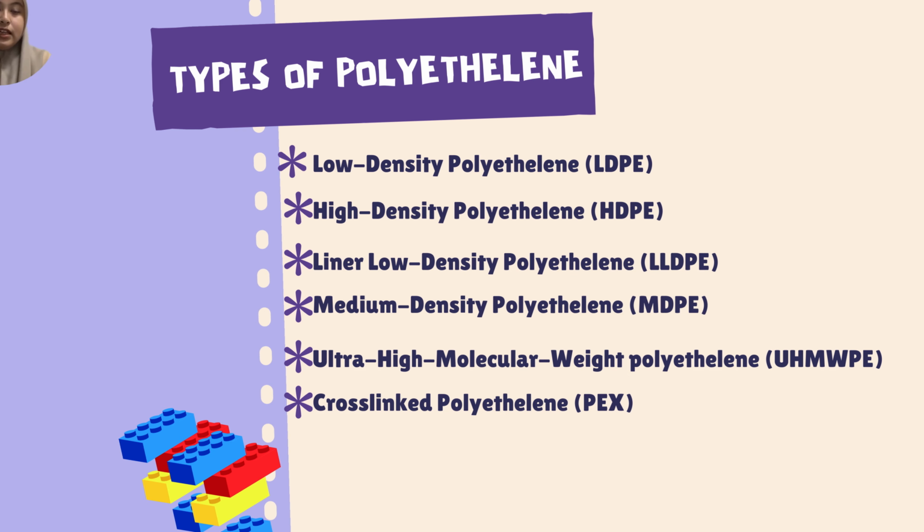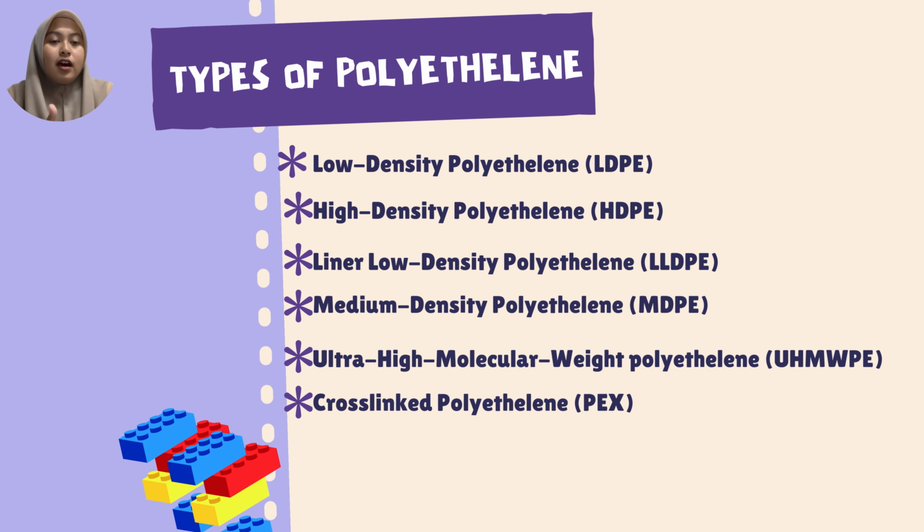Types of polyethylene. The first one, low density polyethylene, LDPE: highly branched structure, flexible and transparent. Second, high density polyethylene, HDPE: linear structure, high strength, moisture resistant. Third, linear low density polyethylene, LLDPE: less branching than LDPE, tough yet flexible.